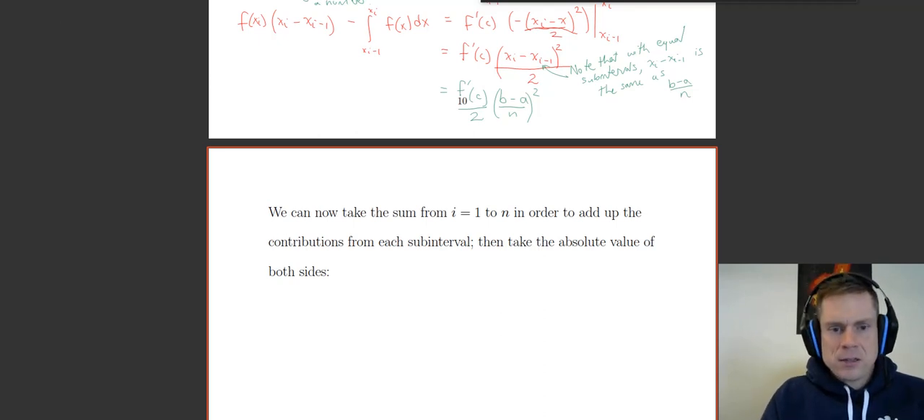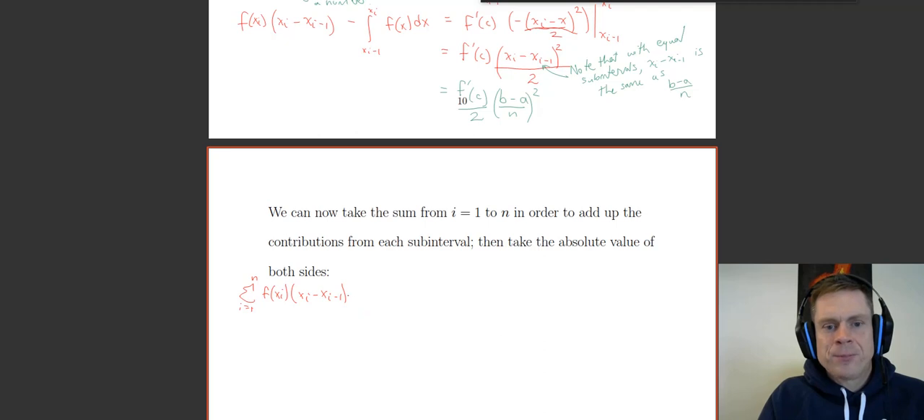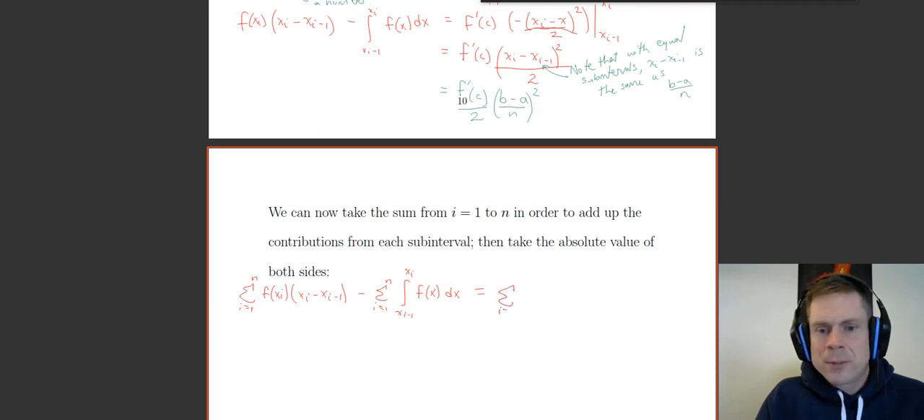If I take the sum from i equals 1 to n, the first quantity is going to be that f of x_{i-1}, like that. Okay, the next is going to be subtraction of a sum from i equals 1 to n of the integral that we found on that last step, f of x dx. And on the right, I'm going to have a sum from i equals 1 to n of that quantity that we had there. So that's f prime at c.